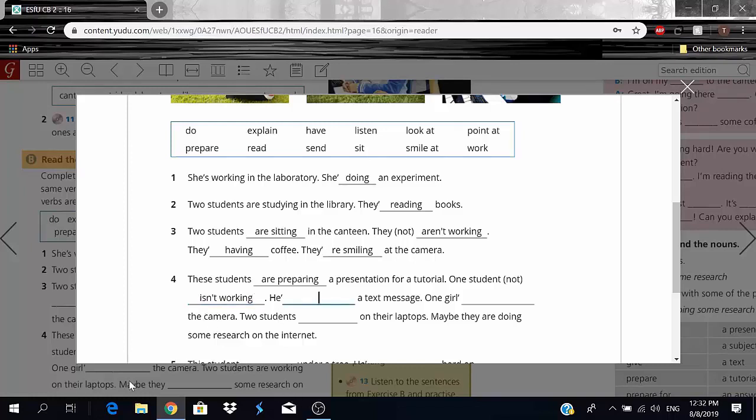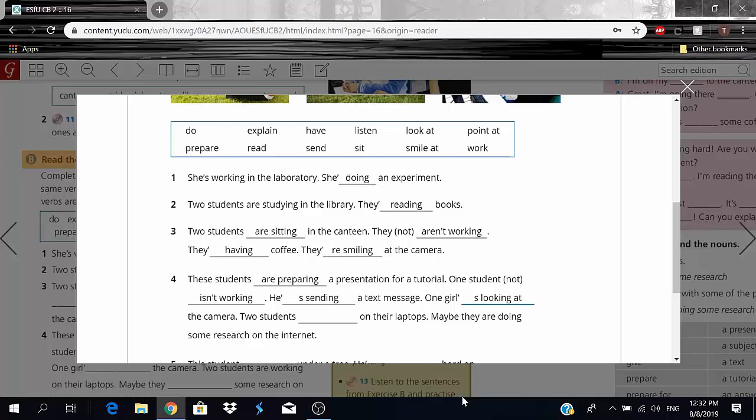He's, obviously he is contraction. He's sending. Do we have sending? Give me a second. Yes, we do. We have send, so he's sending a text message. 1 girl's looking at, so obviously contraction s as well, looking at the camera. We could say 1 girl's looking at or 1 girl's smiling at the camera. They're both correct, so I'll just go with 1 girl's looking at the camera.